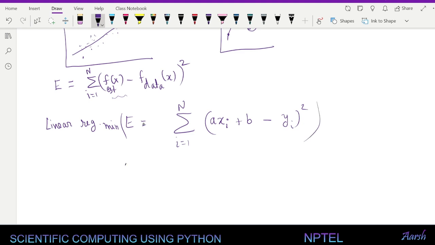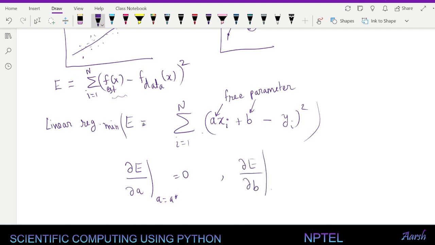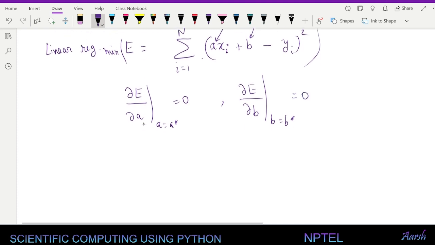And then we minimize this. Minimizing E means we have two free parameters in our model, a and b, and we want to find the parameters a star and b star such that this error is minimized, which means the derivative with respect to a at a equals a star will be 0, and also with respect to b it will be 0. And we can explicitly do that. Do we need to do that? I don't think it's required. If you want me to do it, just let me know.